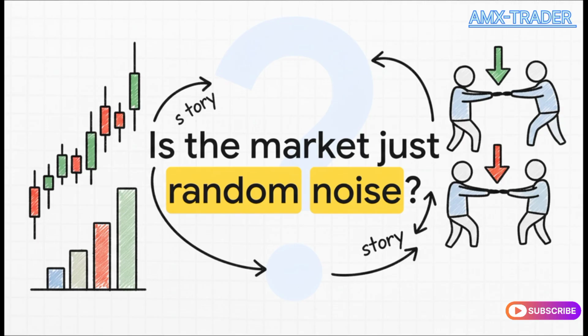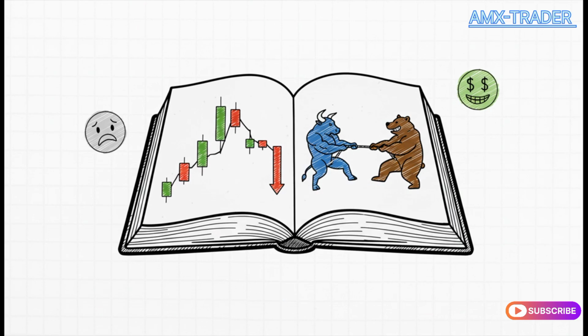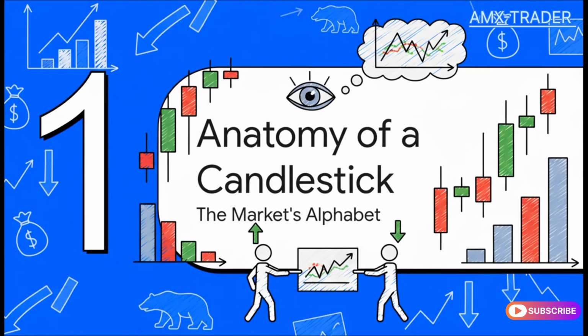It's so easy to think it's all just random noise, totally impossible to predict. But what if it's not? What if every single one of those charts is actually telling a story? A story about the constant epic battle between buyers and sellers. A story about fear and greed and hope. The thing is, you just need to learn how to read it. And that's exactly what we're going to do. So, where do we even start?